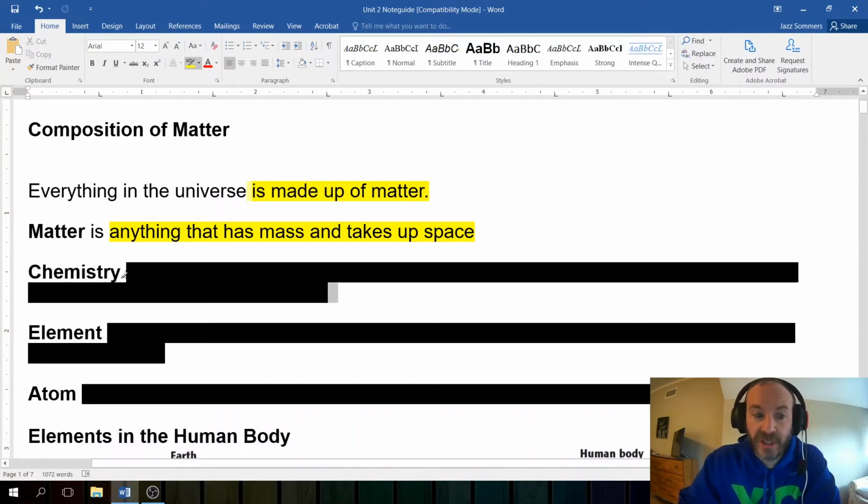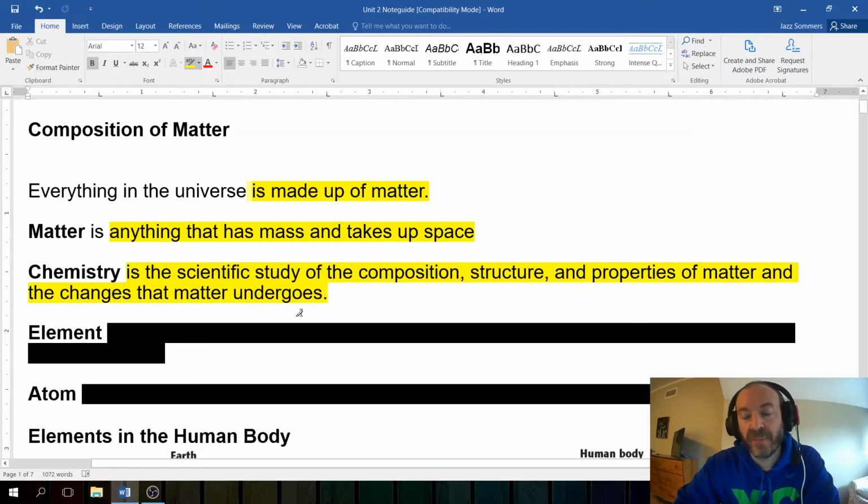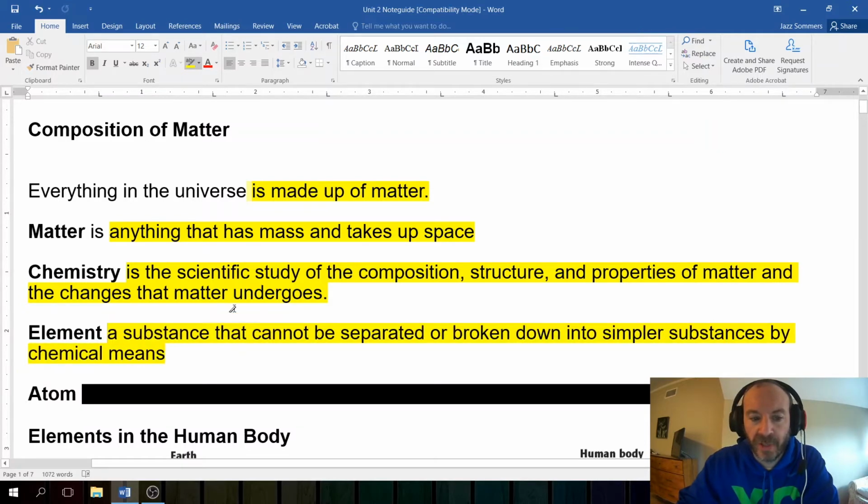Chemistry is defined as the study of composition, structure, and properties of matter and the changes that the matter undergoes. So what is this thing we're looking at made of, and how does it change when we do X, Y, or Z? That's basically chemistry. And the building blocks of all matter are called elements. Elements cannot be separated or broken down into simpler substances by chemical means. They're the ones that you find in the periodic table. Those are the basic building blocks of all matter.